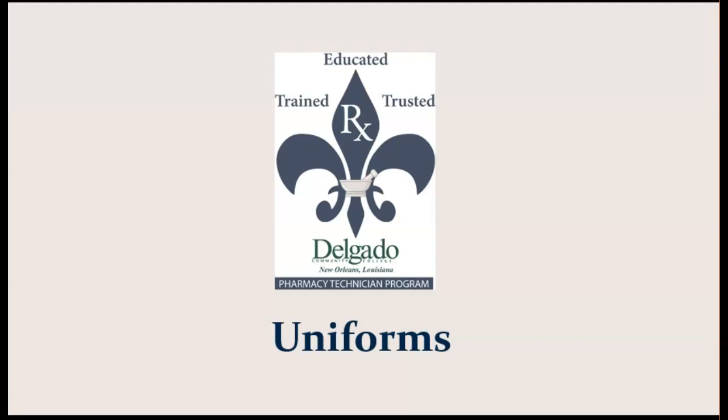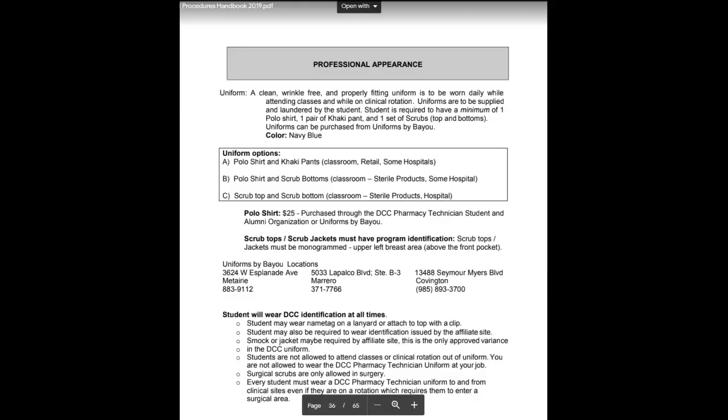Uniforms. Now I'll review the uniform standards. You are expected to be in full uniform on the first day of class. The uniform color is navy blue. A clean, wrinkle-free, and properly fitting uniform is to be worn daily while attending classes and while on clinical rotations. Uniforms are to be supplied and laundered by the student. A student is required to have a minimum of 1 polo shirt, 1 pair of khaki pants, and a set of scrubs, which includes the top and the bottoms.